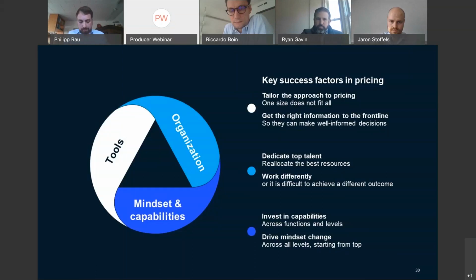On the organization part, from our perspective, it's key to dedicate the best talent, have the best people working on pricing, and to also, if you are thinking about changing the way you do things, make sure that the work is really different. It's not about introducing just a tool, but thinking through how this tool in combination with the process and the organization can work. And then finally, there's a lot to be gained from investing in the right capabilities and driving the mindset change across the organization.